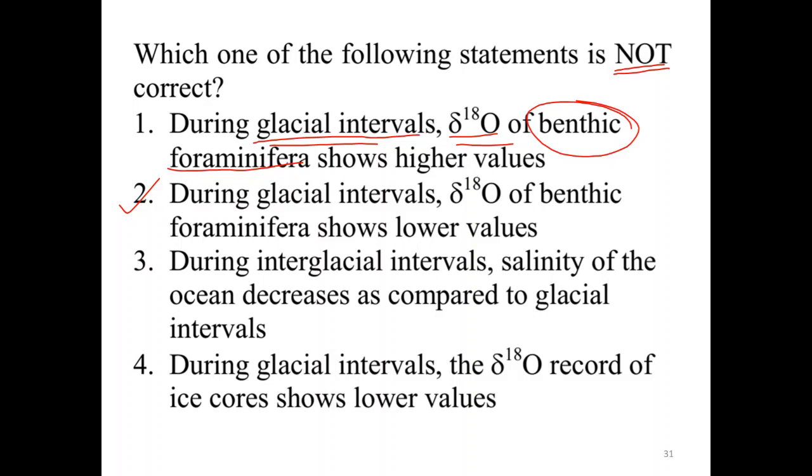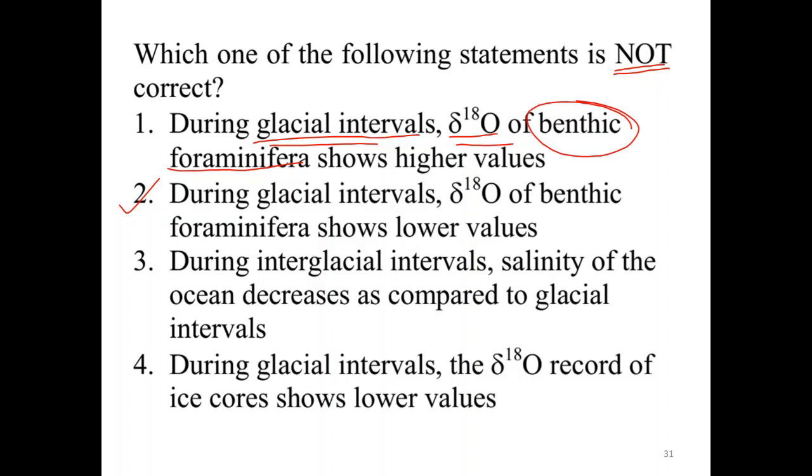Of course, it will decrease because when the glacial interval is there, it locks the ocean water as ice and rejects salt. As a result, the salinity of the glacial ocean increases, and during interglacial, when the ice melts, the fresh water comes into the ocean. It is dumped into the ocean by melting of the ice, and therefore the salinity decreases.